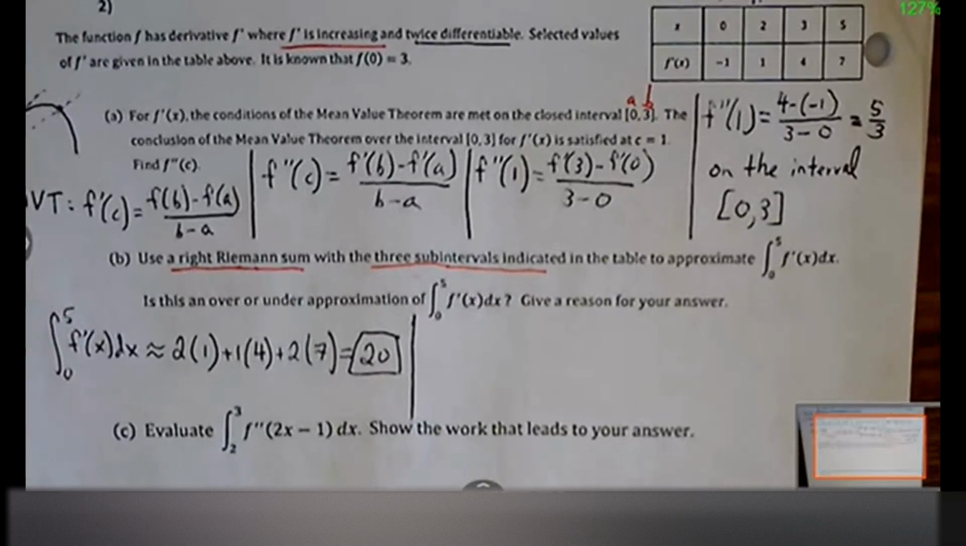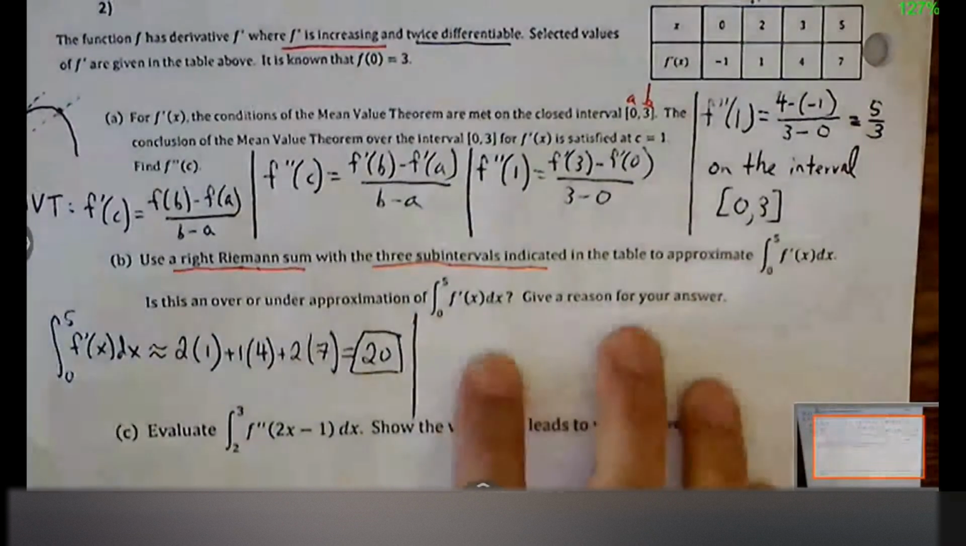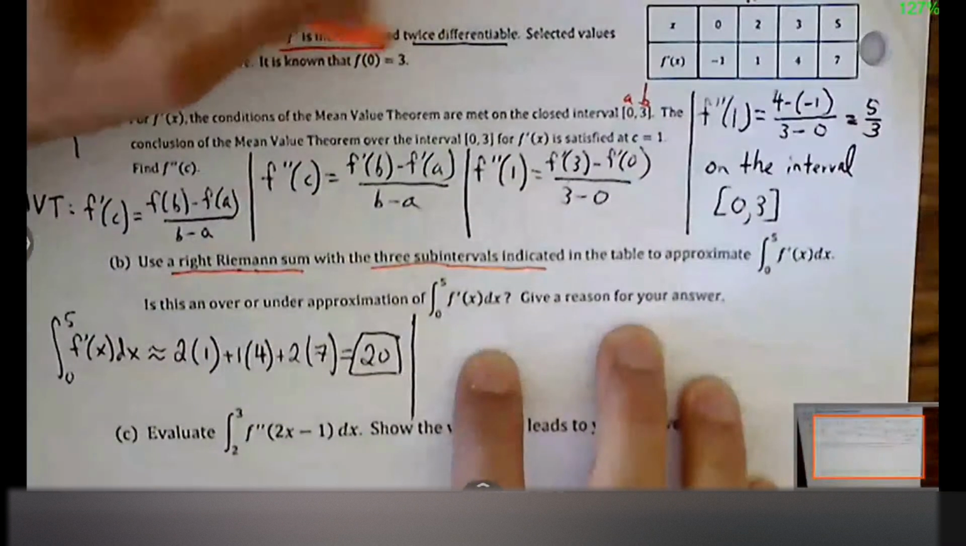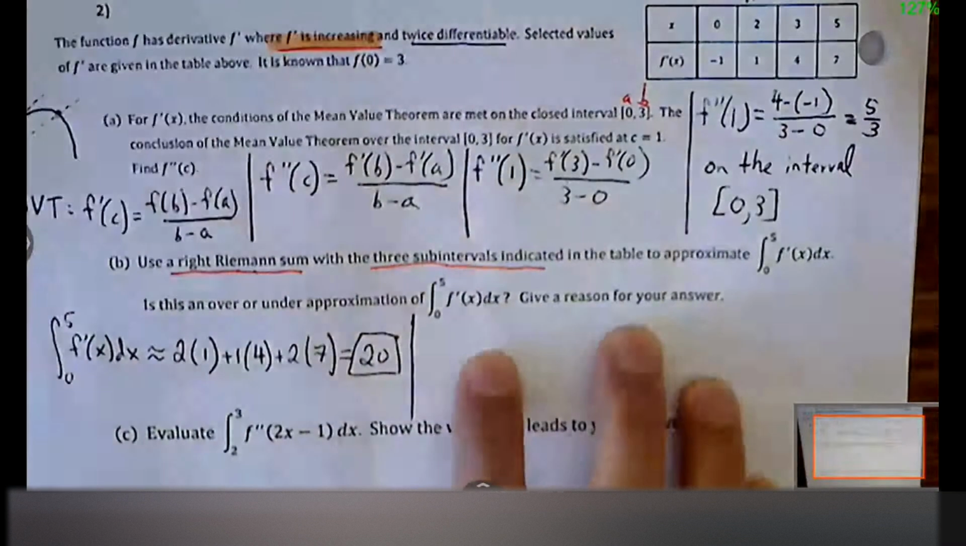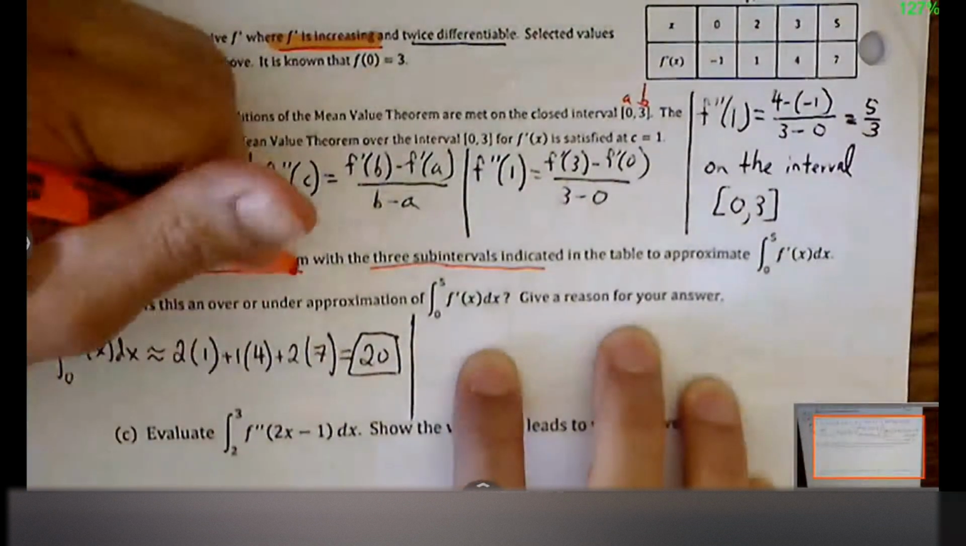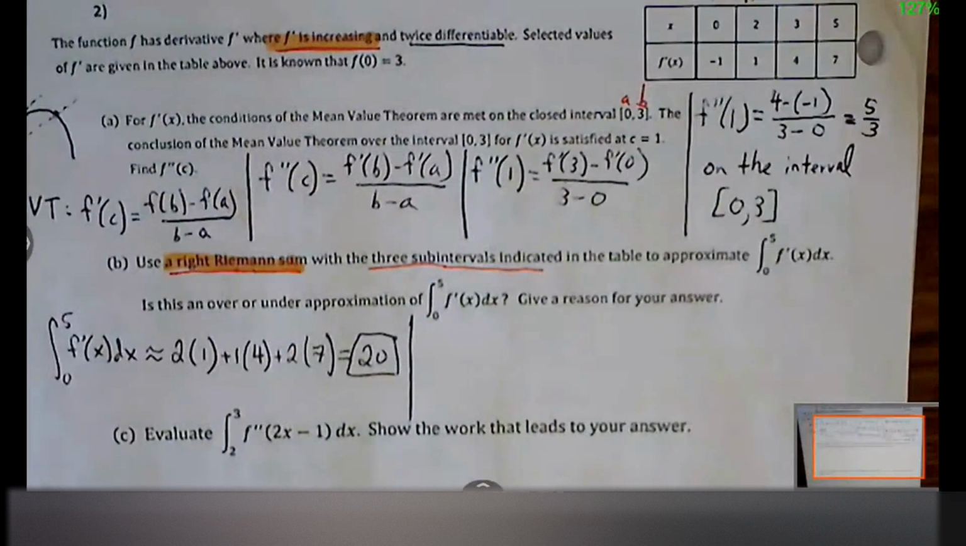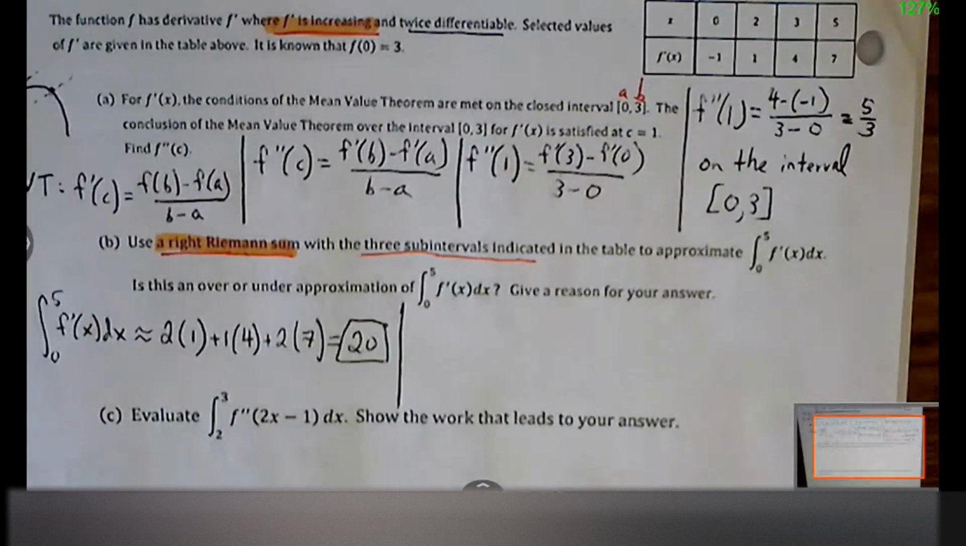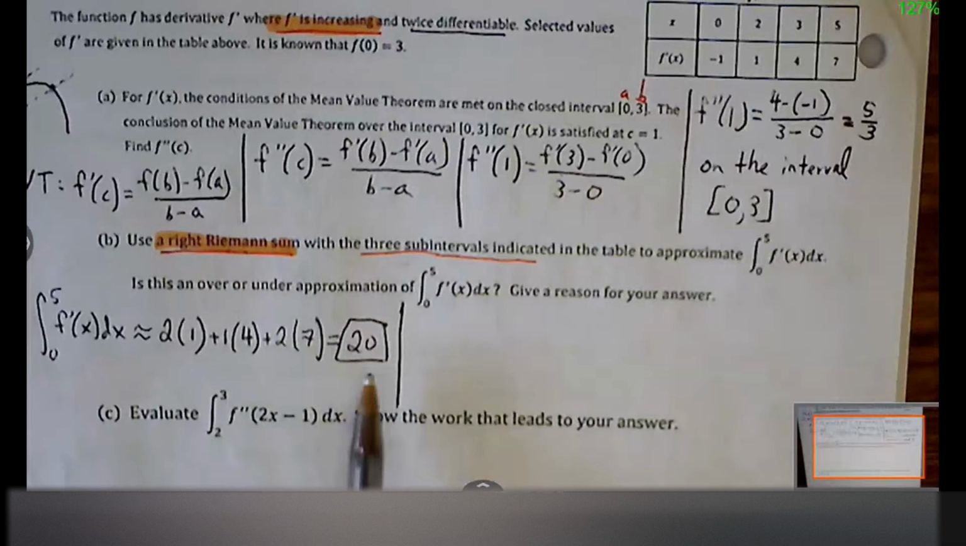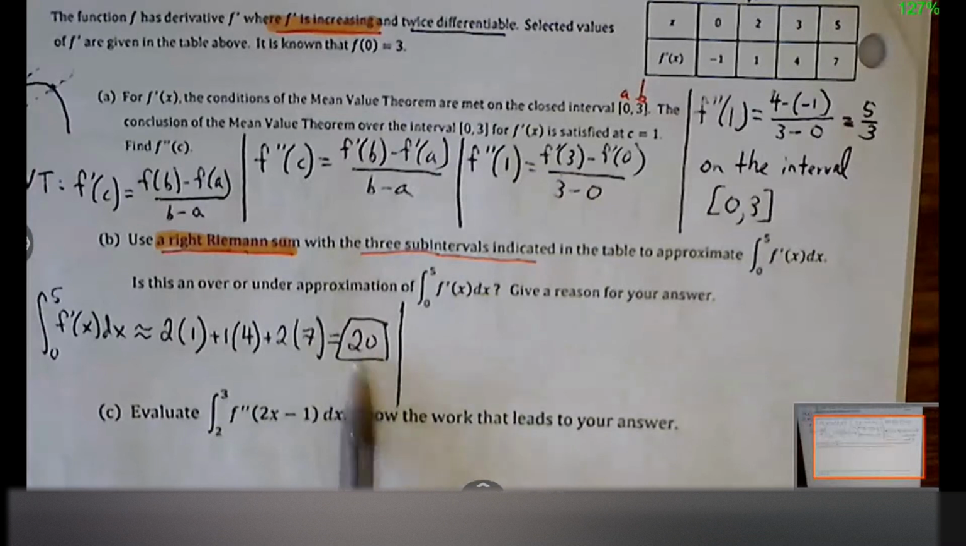Next up, is this an over or under approximation? Okay, so we have some clues here. First is the fact that our function is always increasing, our f prime is always increasing. And the second hint is that we're dealing with the right Riemann sum. So there's no need to memorize any of this. We're just going to draw it out and see if we can convince ourselves whether these rectangles are going to sit below or above the curve. And then from there, we can decide whether this is an under or over approximation.